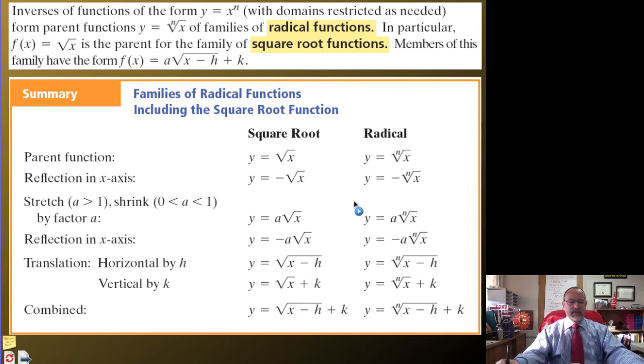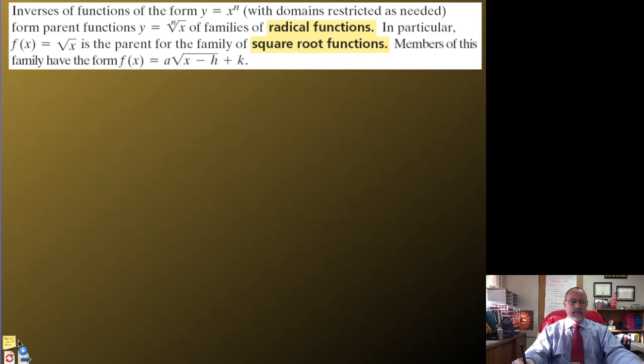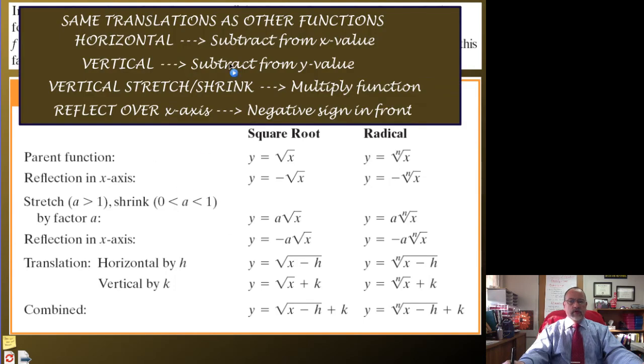I've already covered this, but this chart covers that. The negative sign in front is a reflection. A number in front is going to stretch it or shrink it. A number underneath is going to move it right or left. A number outside is going to move it up or down. And you can use one or any of those to transform these functions. So all we've learned from earlier this year applies.